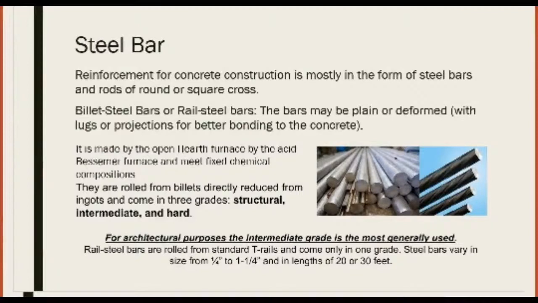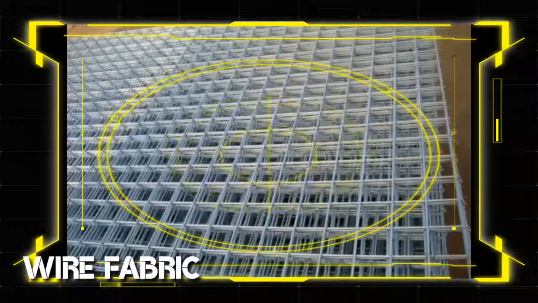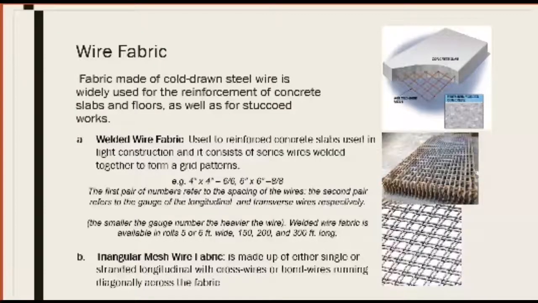So basically, in the construction sites that we see, what they mainly use for concrete reinforcement is steel bars. Another method for concrete reinforcement is what we call wire fabric. Wire fabric is made up of cold-drawn steel that is widely used for the reinforcement of concrete slabs, as well as for stucco works. So it is generally used in our floors, from ground floor to rooftop.